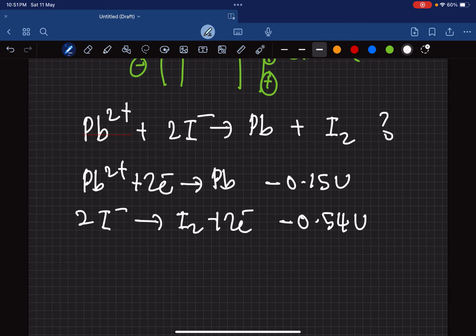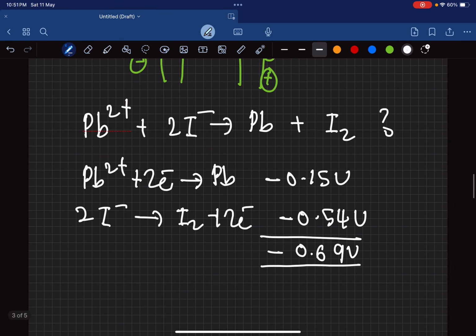So when you add these two numbers up, you're going to get a negative value, about negative 0.69 volts. So this reaction will not happen. Okay, this reaction will not happen. So you've got to find a reaction that will happen. That's it, as simple as that.